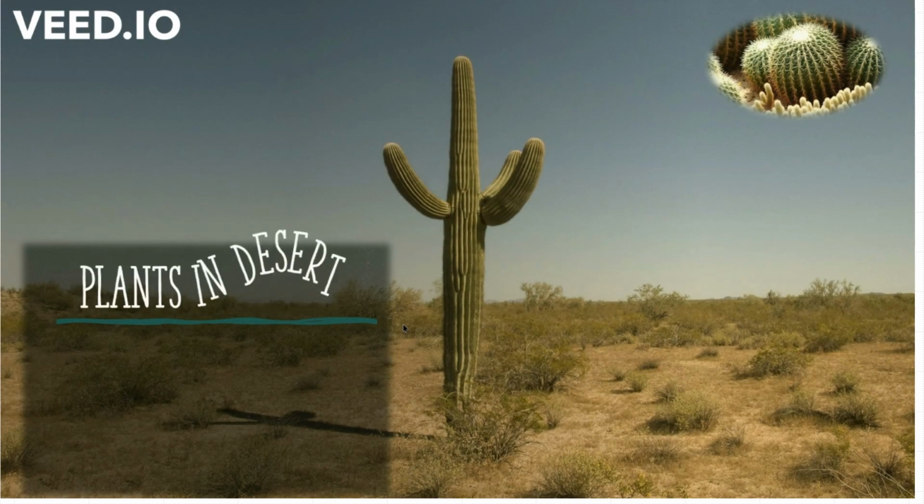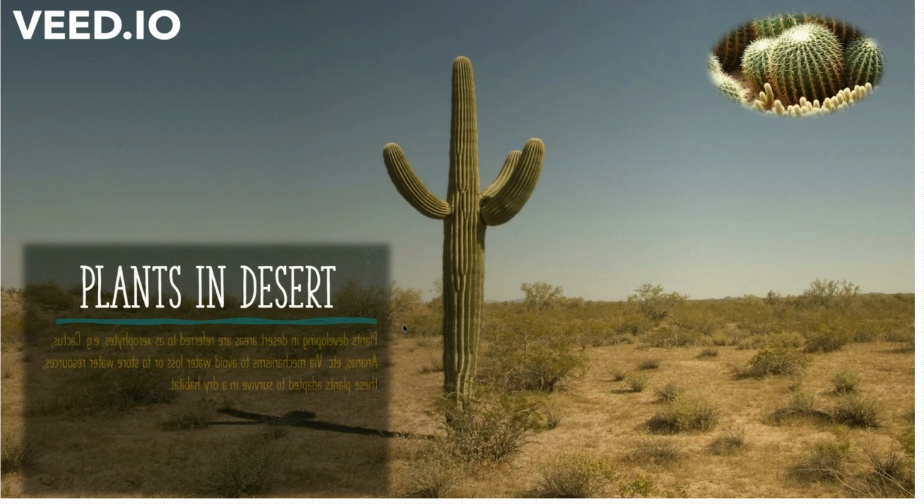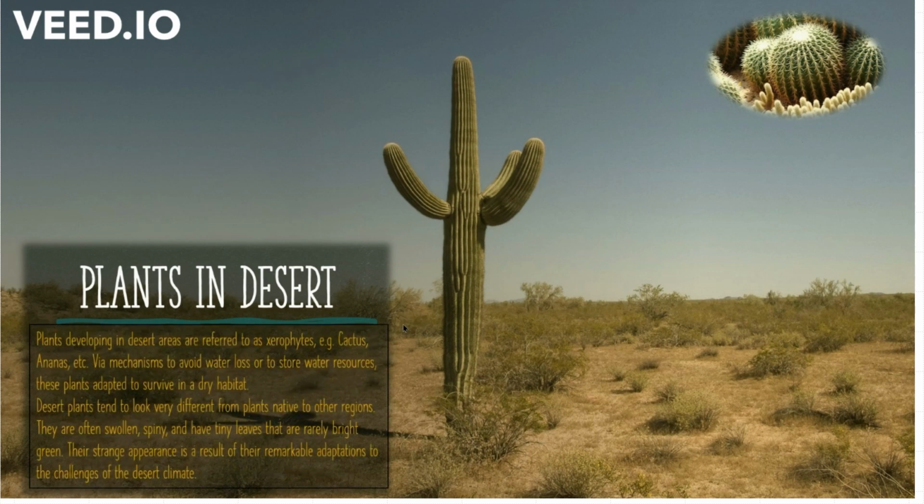Plants in desert. Plants developing in desert areas are referred to as xerophytes, for example cactus, ananas, etc. Via mechanisms to avoid water loss or to store water resources, these plants have adapted to survive in a dry habitat.